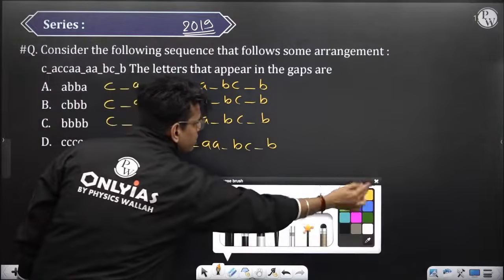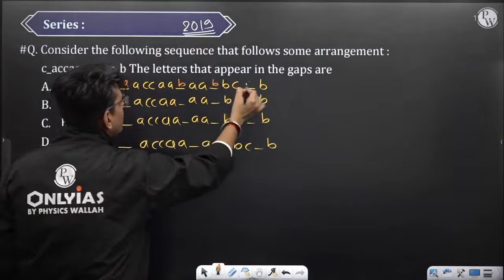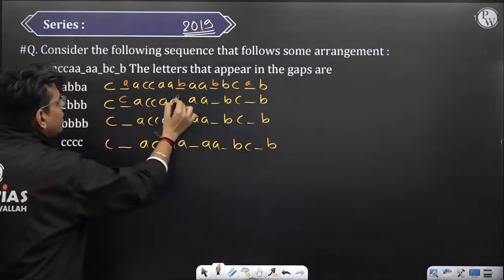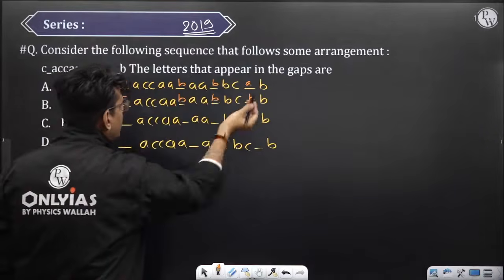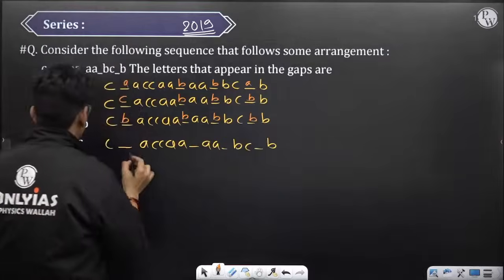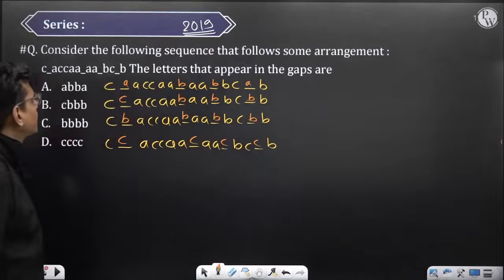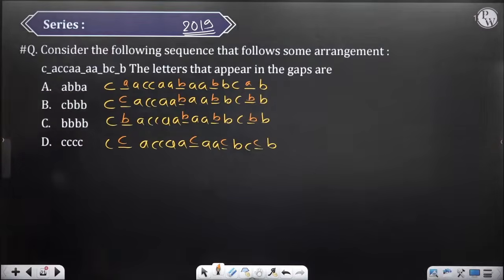Right? I can fill the options. Option is A, B, B, A. Then C, B, B, B. Then B, B, B, B. Then C, C, C, C. Now try and look at some pattern.